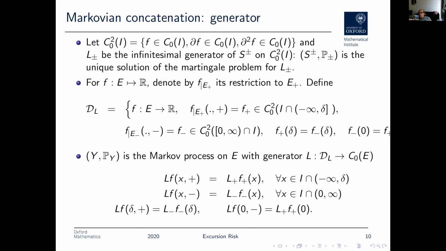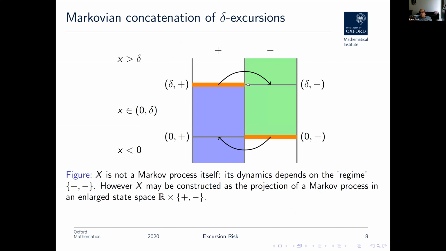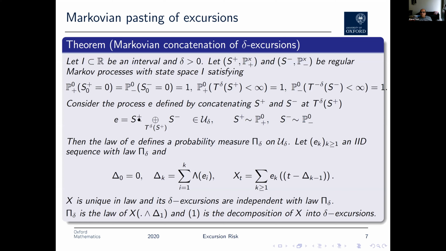So I'm going to specify the generator, and then this is going to give me a unique Markov process on this state space. So what is the generator? Well, the generator is going to tell us explicitly what happens at the boundaries, what happens inside each region, and so on. So remember, the ingredients are, I start from these two Markov processes, S plus and S minus. Let's assume that S plus lives on minus infinity to delta, and S minus lives on 0 to infinity. But in general, they can live on a subinterval.